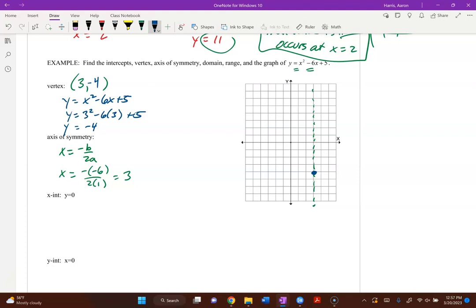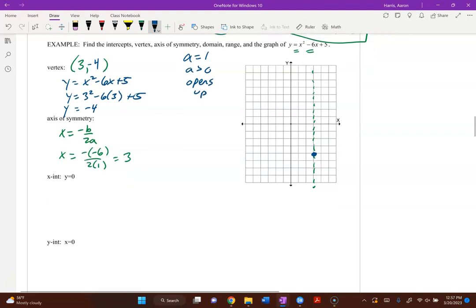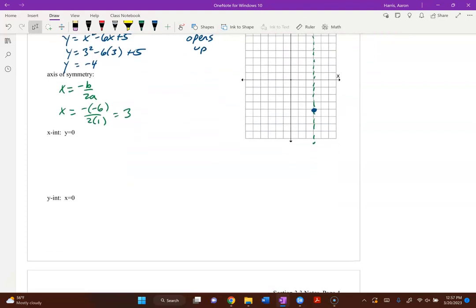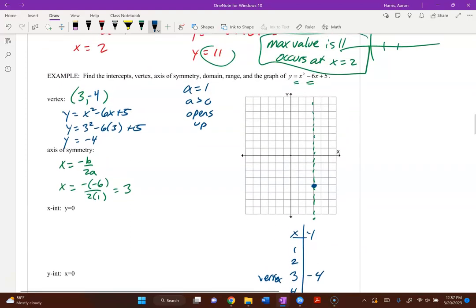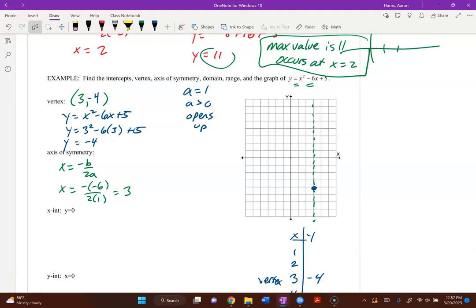Notice our a is 1. Does it open up or down? Yeah. And then we'll do the x-intercept and the y-intercept next, but just make note, after you have this vertex, it's always good to go to the right a couple and to the left a couple. It's always nice, right? You'll see your parabola there. But let's go ahead and jump to our x-intercepts by letting y be 0.